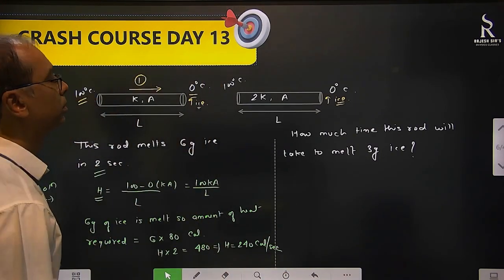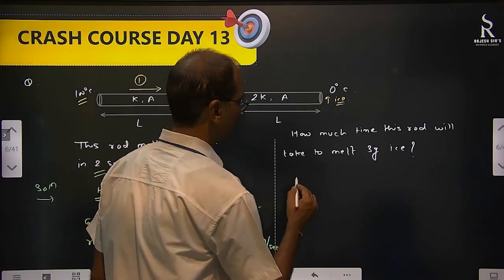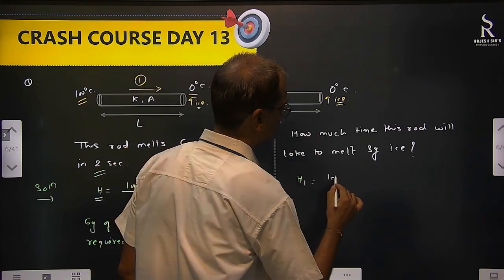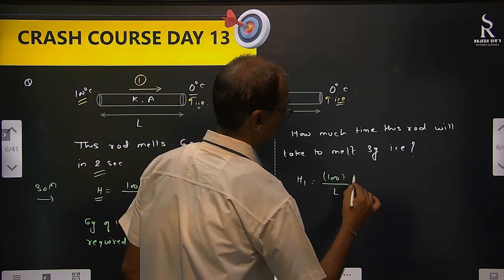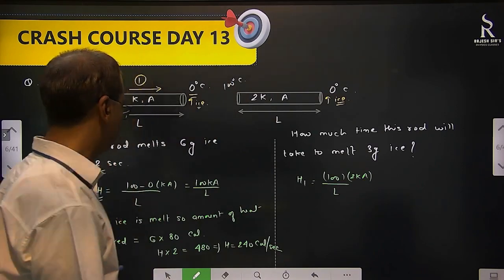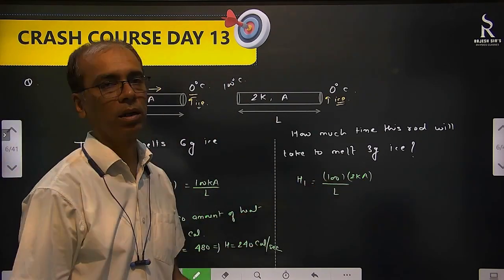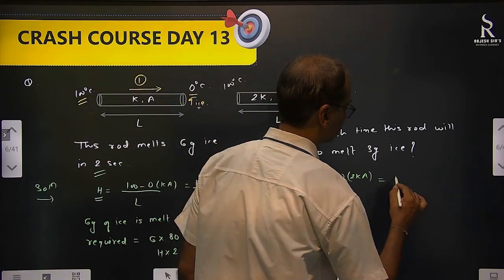Now come here. How much is heat in this case? Say H1, and H1 is temperature difference 100 by L, and this is 2 Ka. By seeing this itself, this is 100 Ka by L, this is 200 Ka by L. Already we know that it's 2H, right? This is equal to 2H.